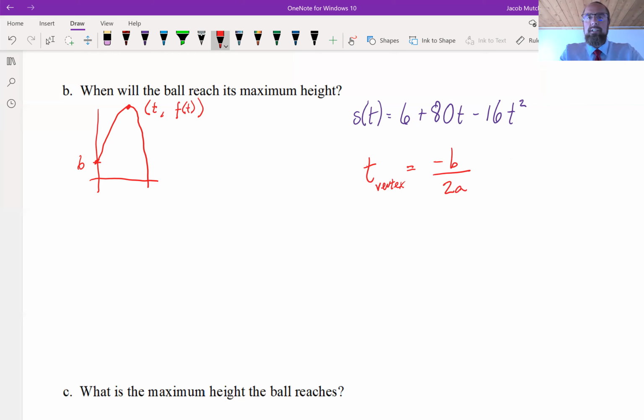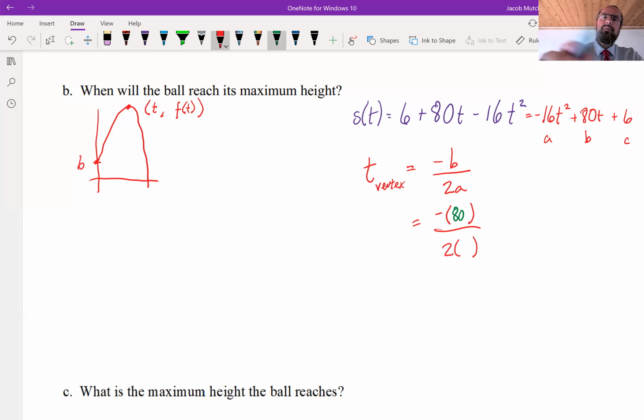So to do that, I just need to identify in my equation for the position, what's my a, my b, my c. So I do want to rewrite it so that it's in standard form. So negative 16t squared, you put the quadratic first, plus 80t plus 6. My first coefficient is a, second is b, third is c. So for our vertex here, what we want to fill in is negative, my b term's 80, so negative parentheses 80 over 2 times, and then my a term is negative 16.